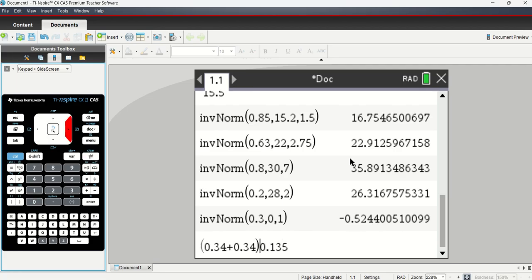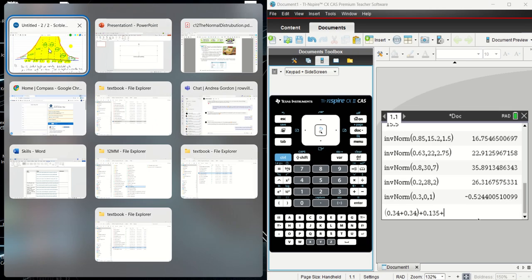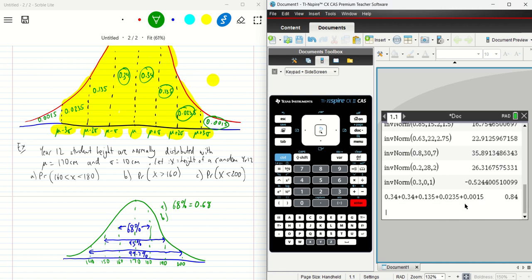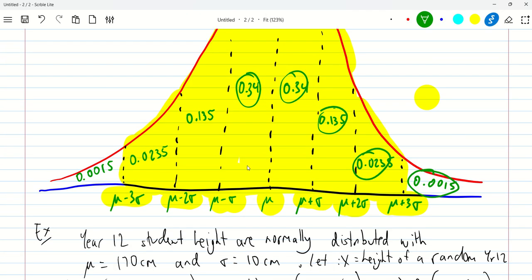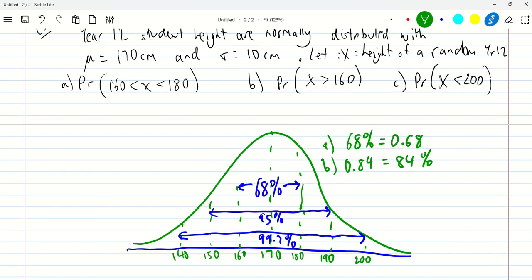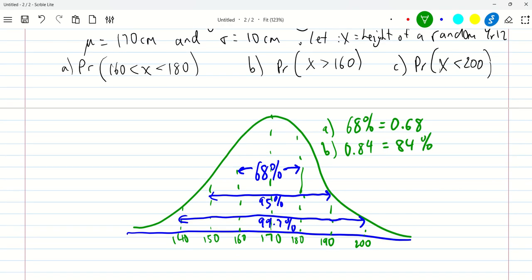Sorry, I've totally mucked this up. It's because I'm changing screens. I should really do something like this, shouldn't I? Much easier. So 0.135, here we go, plus 0.0235 plus 0.0015 gives me a grand total of 0.84. There's an easier way I could have done that. I'll talk about that in a second. 0.84. Okay, so I'm just totaling up all of those. Also, you could write that as 84%. So there's an 84% chance that someone is taller than 160 centimeters.